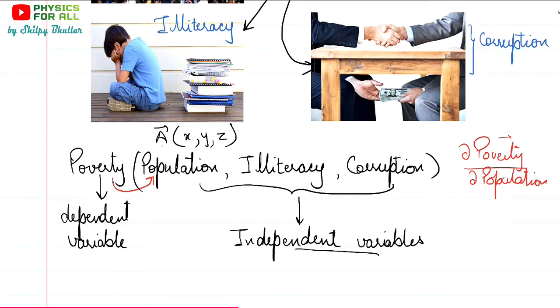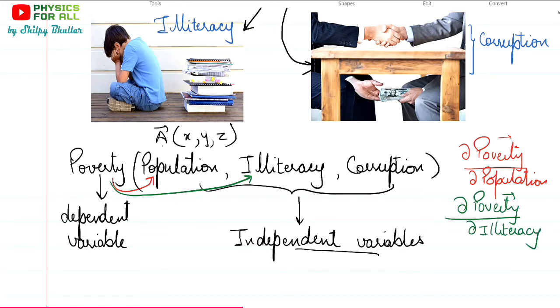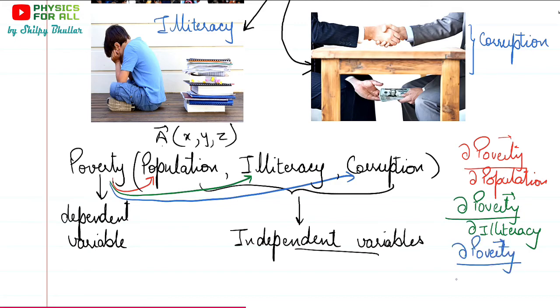Similarly, partial differentiation of poverty with respect to illiteracy. So we'll say curly poverty upon curly illiteracy, and then we will take the partial differentiation of poverty with respect to corruption. So we'll write curly poverty upon curly corruption. This would tell us how corruption affects poverty.